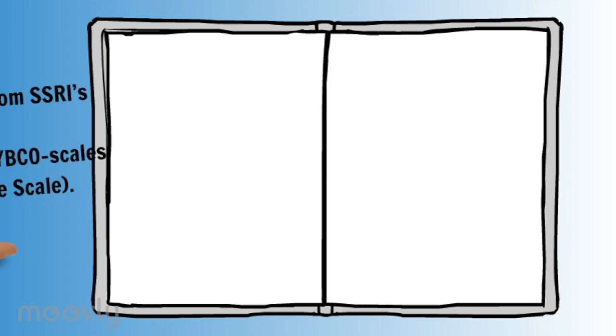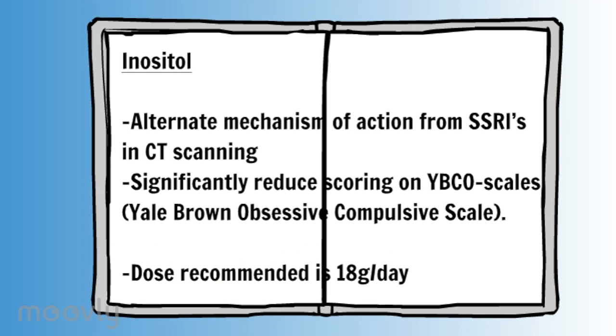Inositol was shown to use an alternate mechanism of action from SSRIs in CT scanning to reduce number of panic attacks when compared to fluvoxamine and significantly reduced scores on YBOCS scales. Dose recommended is 18 grams per day.